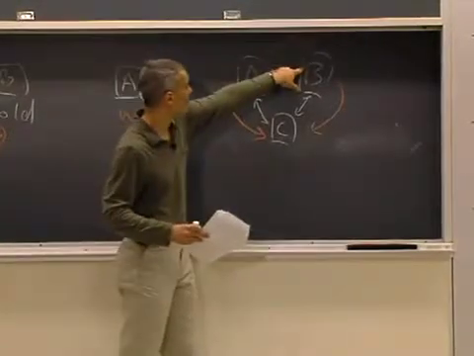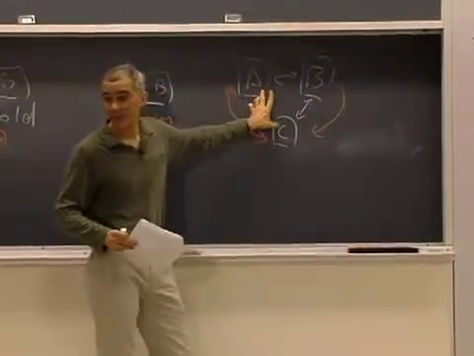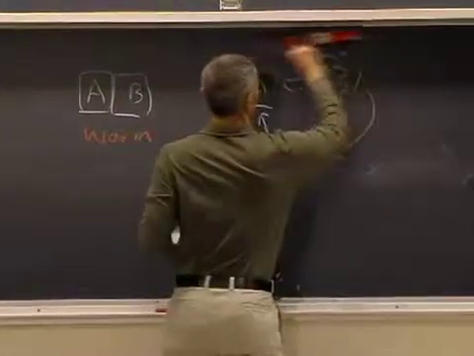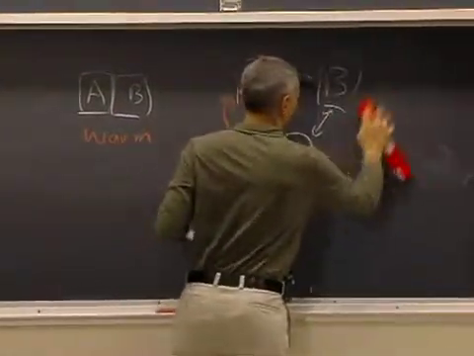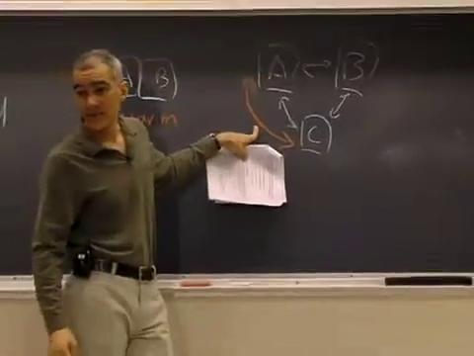But if there's no heat flowing between these two and no heat flowing between these two, then you can't have heat flowing between these two. So if I get rid of these arrows, there's no heat flowing because they're in thermal equilibrium, then I can't have an arrow here. That's what the zeroth law says.